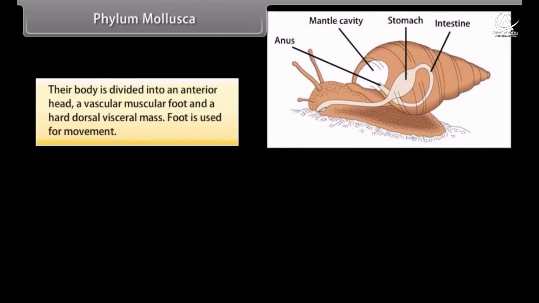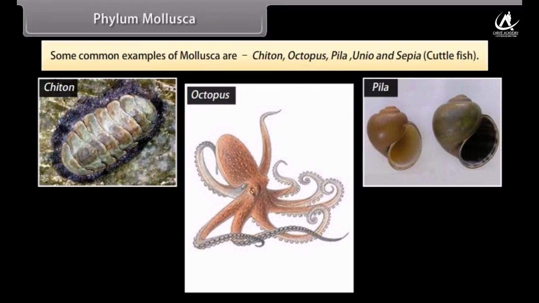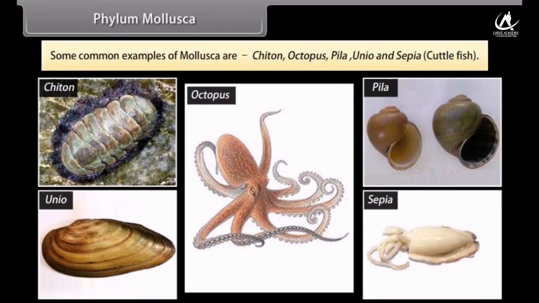Their body is divided into an anterior head, a ventral muscular foot, and a hard dorsal visceral mass. The foot is used for movement. The entire body of mollusca is covered by a fold of thin skin called mantle. This mantle secretes a hard calcareous shell of one or more pieces. Some common examples of mollusca are chiton, octopus, pila, unio, and sepia, cuttlefish.